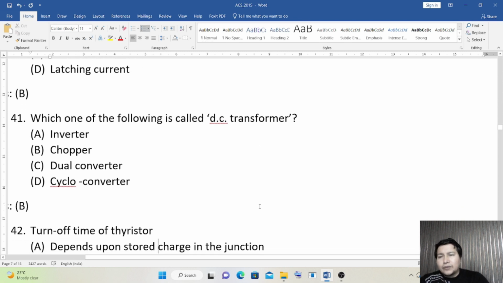Question 41. Which one of the following is called DC transformer? Inverter, chopper, dual converter, cyclo converter. It is a very common question. Chopper is the answer.